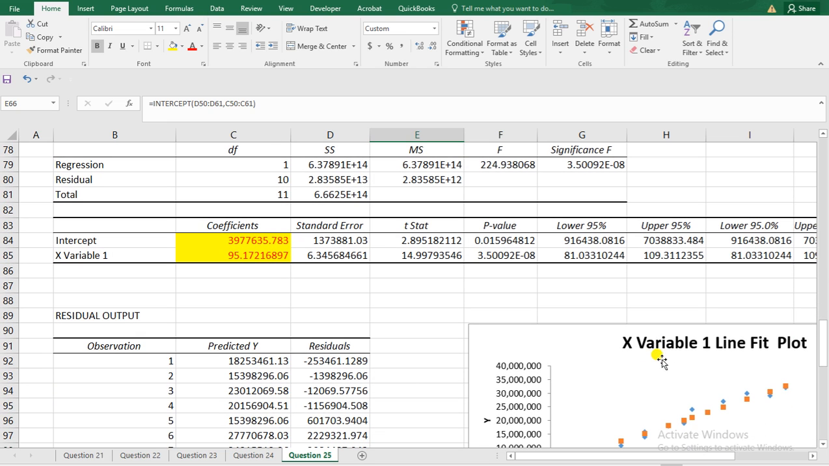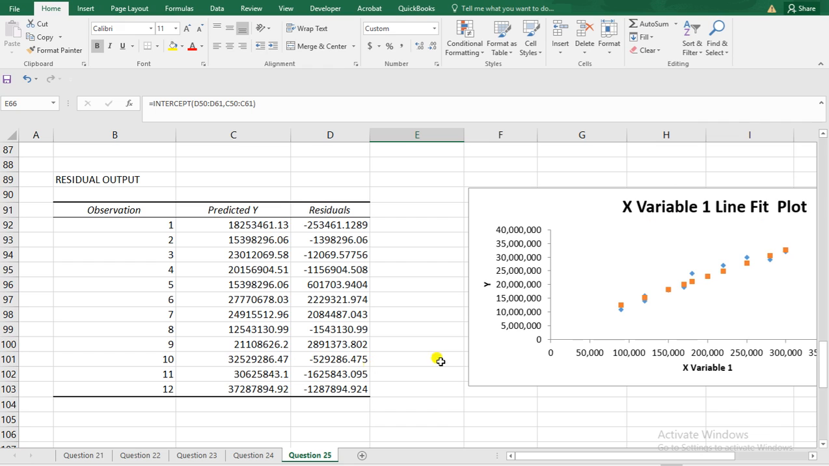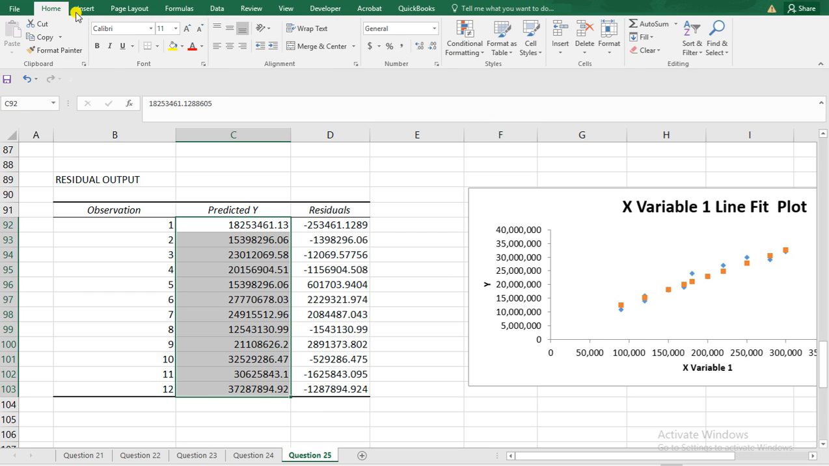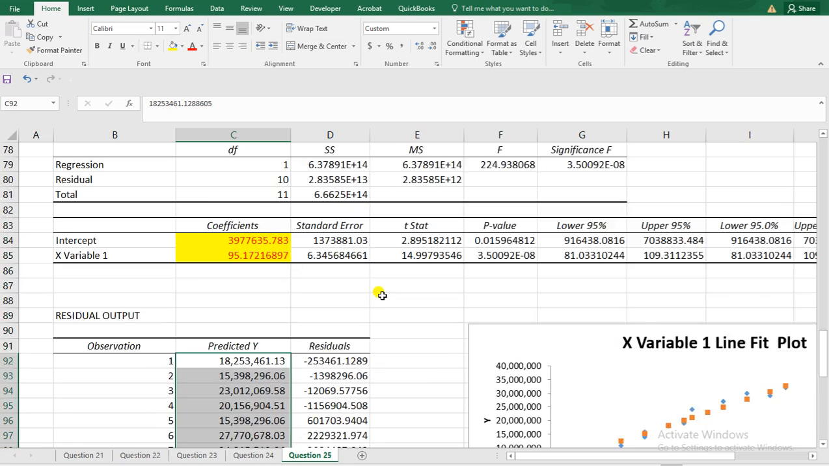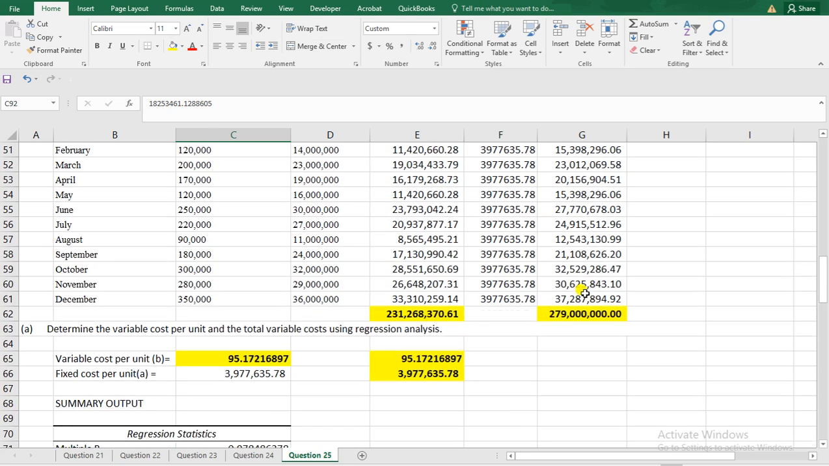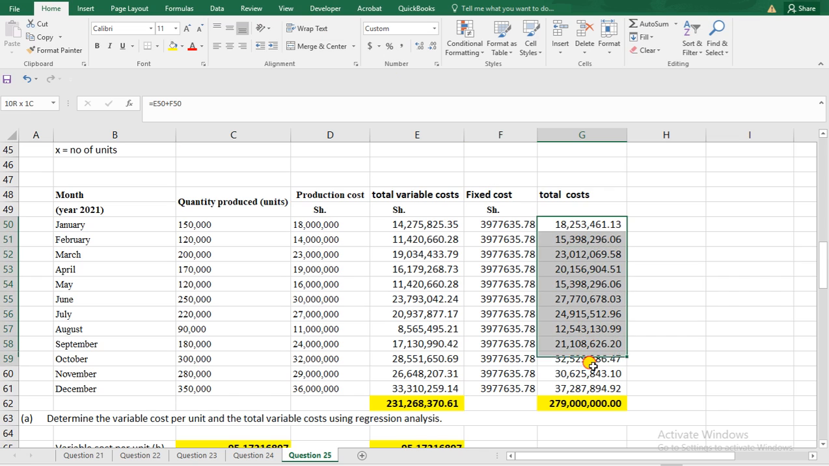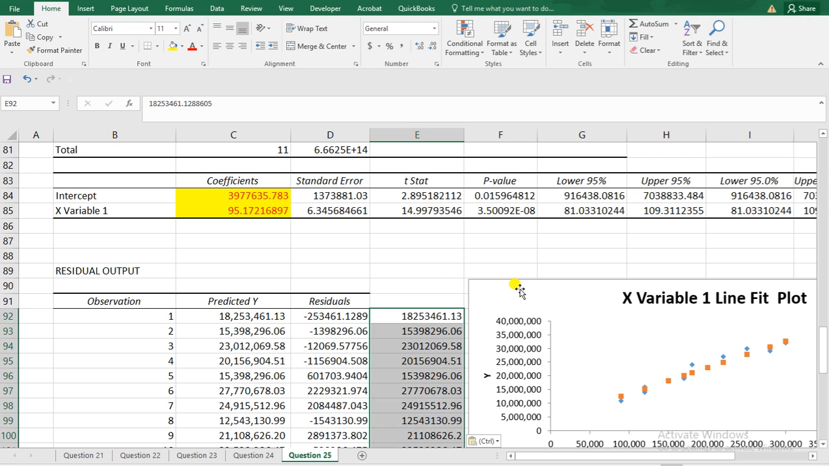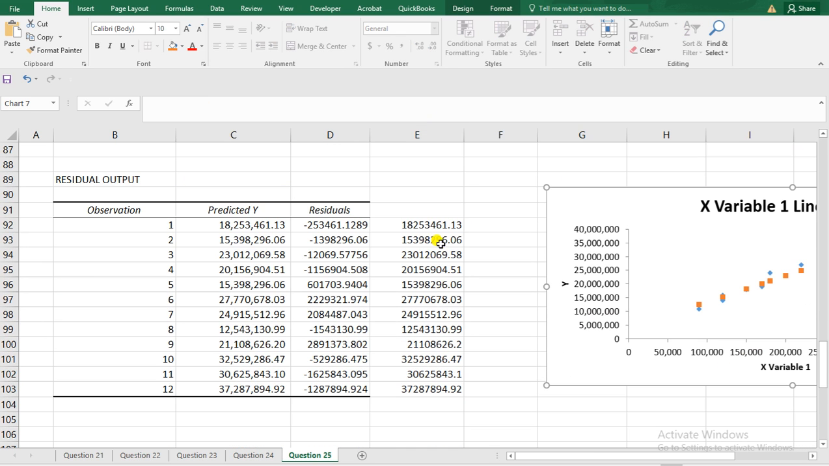We prepared our graph here, and the beauty with the regression formula, that is data analysis regression, is that if you compare our predicted Y, which is our total cost, with what you've done here manually, you'll find that they are exactly the same.